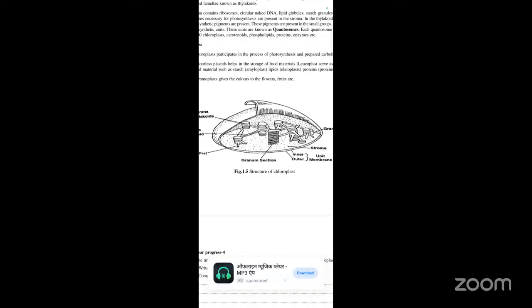Okay, the ultrastructure of the nucleus. It consists of some major parts: nuclear membrane, nuclear sap, chromatin fibers, and nucleolus. Nuclear membrane: the nucleus is surrounded by an envelope of two unit membranes. The two unit membranes are separated by a gap of 100 to 150 angstroms.